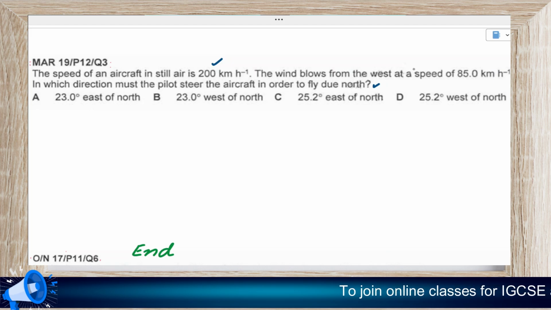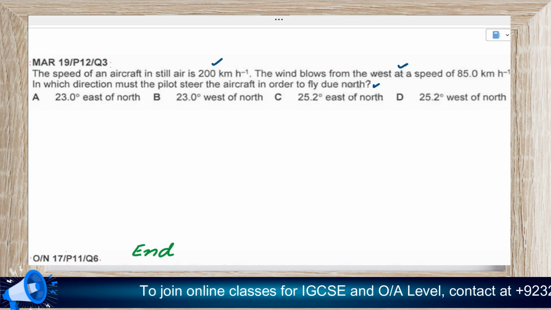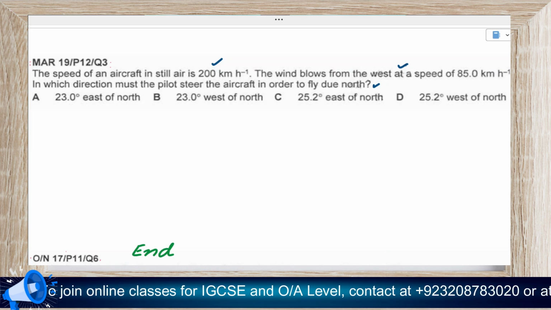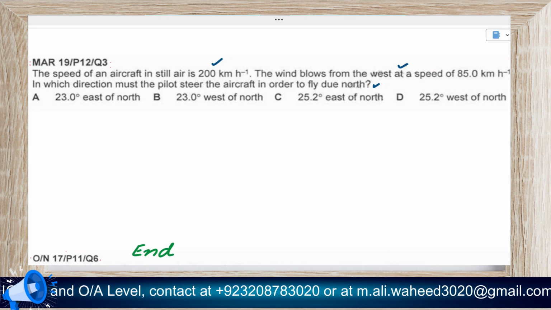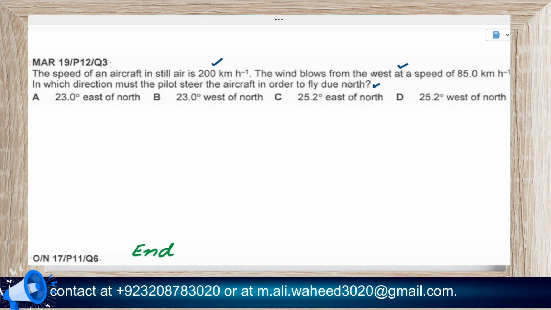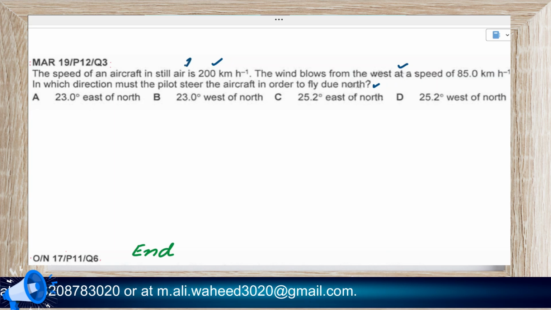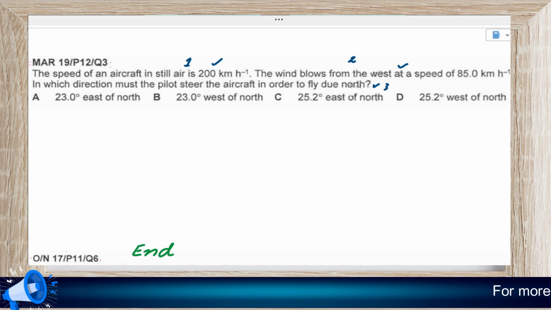So how many vectors are there altogether? 3 vectors. For what vector is the entire information given? Entire information means magnitude as well as direction. Is it vector number 1? Is it vector number 2? Or is it vector number 3? And the answer is, it is vector number 2.